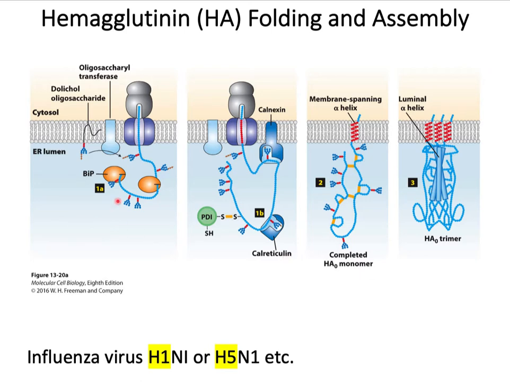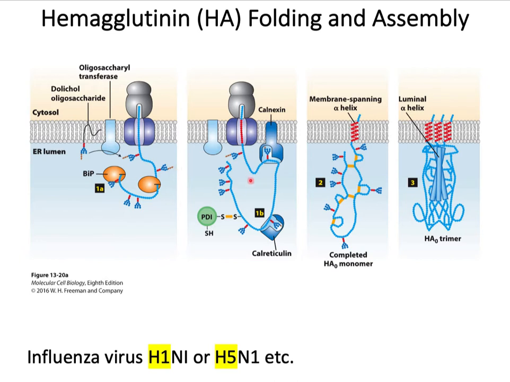When you talk about the influenza virus and refer to H1N1, H5N1, etc., that H refers to hemagglutinin, which is a membrane-bound glycoprotein as well. This protein is made and properly folded in our cells during a viral infection, and this is inserted onto the envelope of the influenza virus.